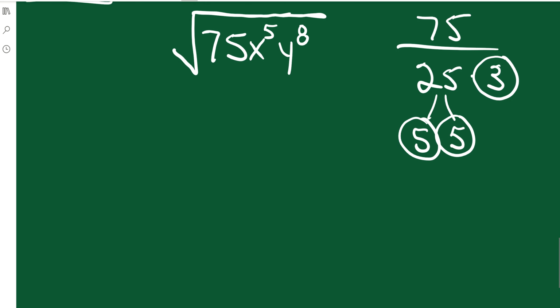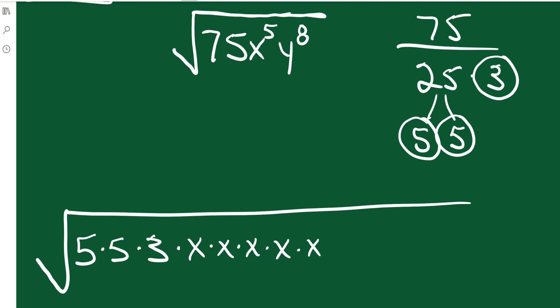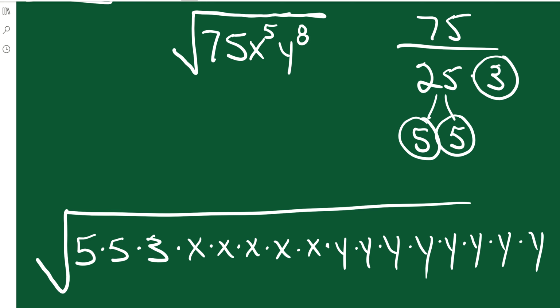Then I've got 5 x's and 8 y's. We may want to do a little shortcut way here, but let's do it this way. Here's my square root, and then inside I'm going to put 5 times 5 times 3. That's my 75. And then I've got x times x times x times x times x. There's 5 of them. And then 8 y's. That's 4, 5, 6, 7, 8. Okay, and let's go to work.